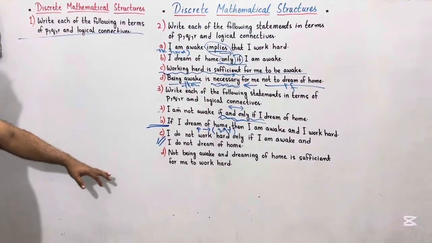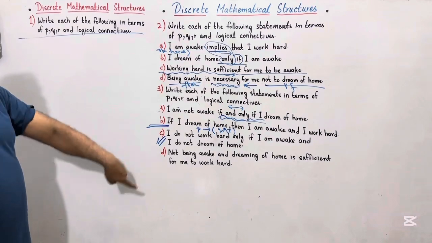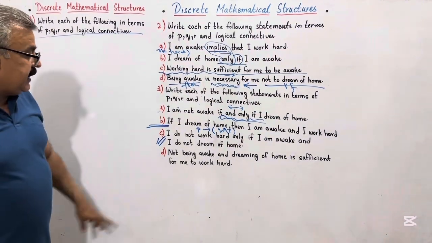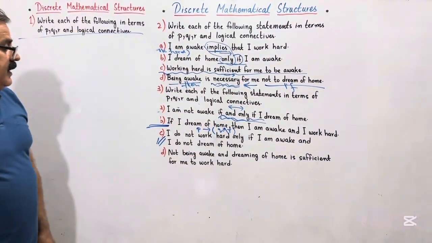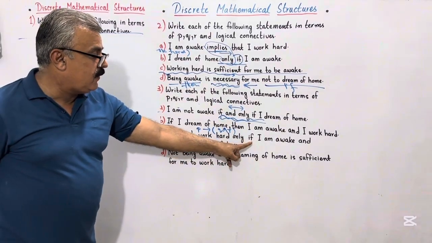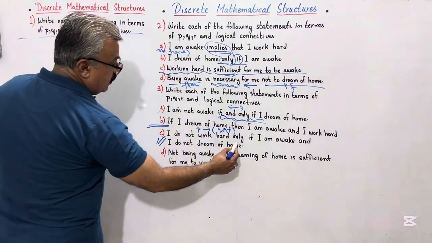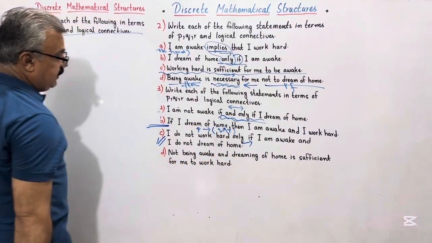Our C reads as: I do not work hard only if I am awake and I do not dream of home. Only if means implication.